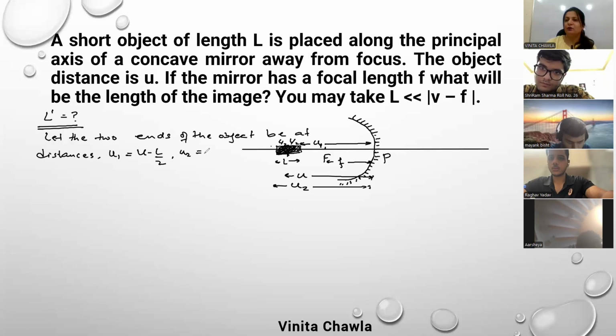What should I write for u2? U is this distance till the center, and then we have l by 2 extra. So we can write u plus l by 2. I hope this is clear.